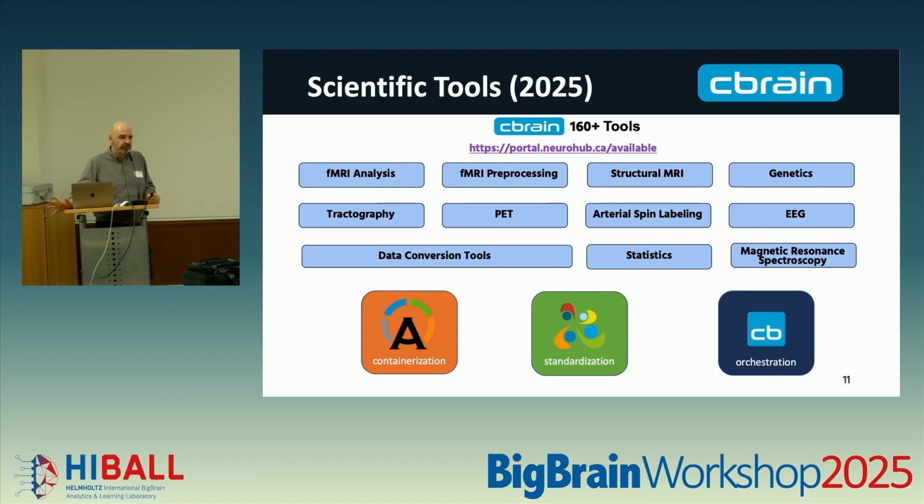And this gives a high-level overview of the categories, again, focusing predominantly on the neuroimaging side, that are in the platform. There's over 160 tools now. Everything here is containerized. Is there anybody here who doesn't know what a container is? So everybody knows what a container is?